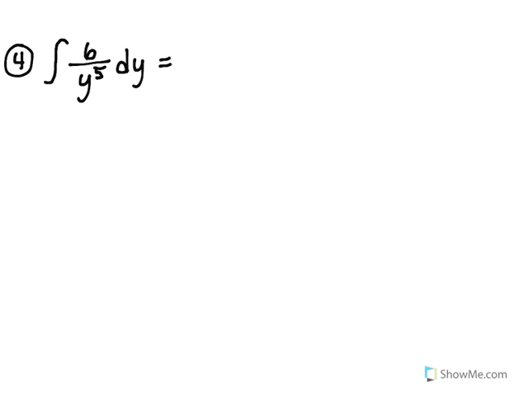Many antiderivatives require some form of a rewrite in order to use one of the properties that we talked about in the previous video. This is an example of that. There was no rule that said what to do when the variable was in the denominator of a fraction. So the first thing I'm going to do here is rewrite this as the integral of 6y to the negative 5th dy. Negative exponents are going to play a very important role when you're finding antiderivatives.